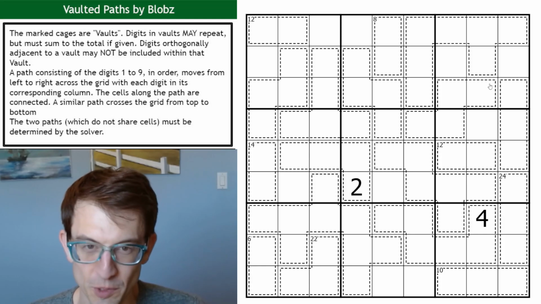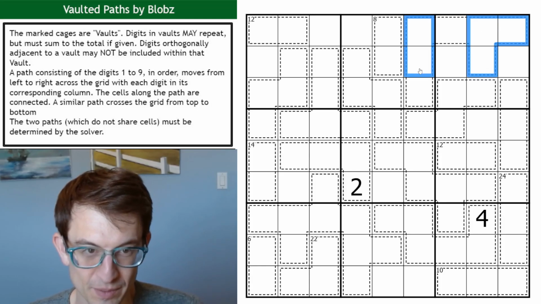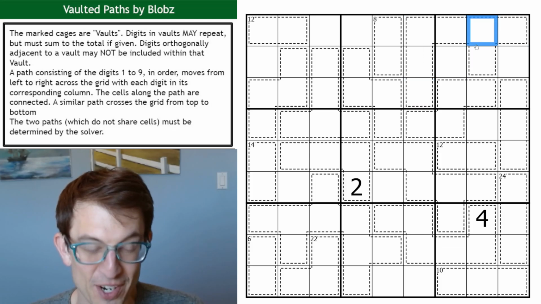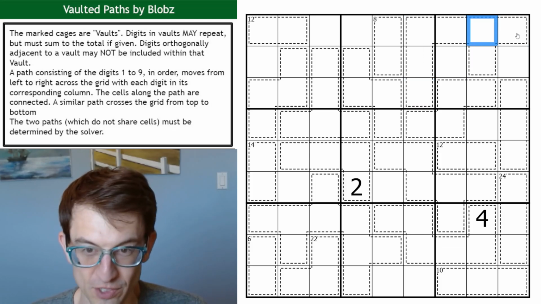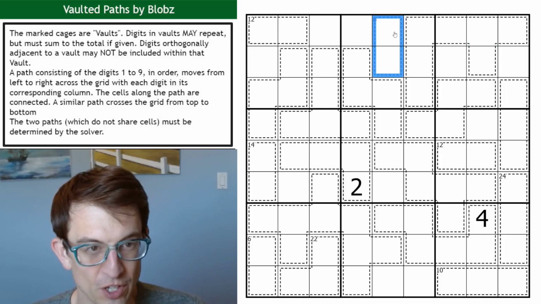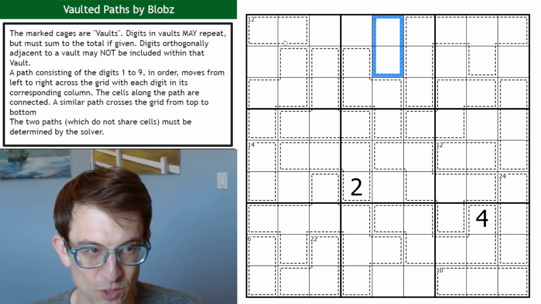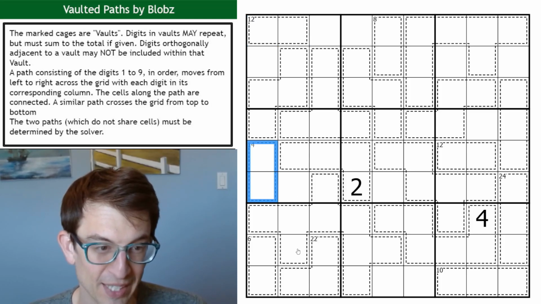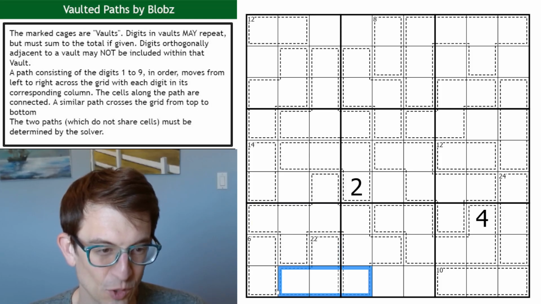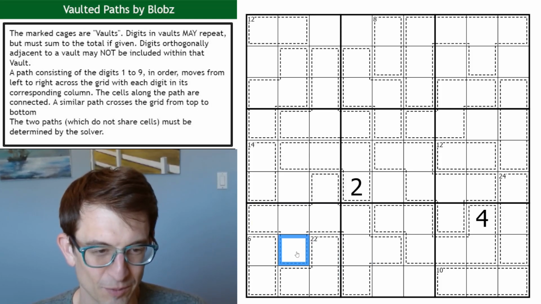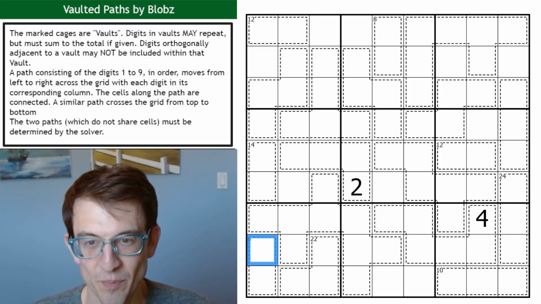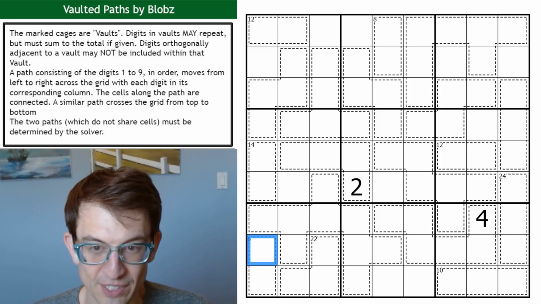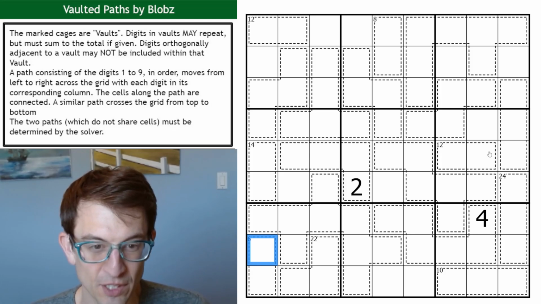So normal Sudoku rules apply. These cages are not normal cage rules. These are called vaults. So digits in vaults sum to the marked total if given, like normal, but digits can repeat in cages, right? So there's no logic in that sense from the vaults, but there's a different kind of logic, which is digits orthogonally adjacent to a vault may not be included in that vault.